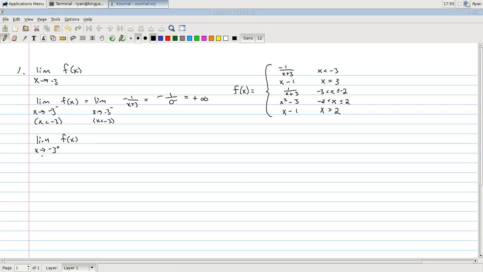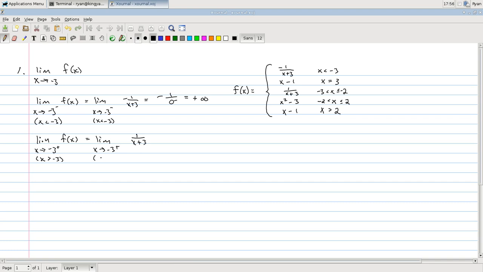Now let's look at the right-hand limit. The limit as x goes to negative 3 from the right, this means x is greater than negative 3. Since x is greater than negative 3, that tells me we're going to use this branch right here, where x is greater than negative 3. So this gives us, again, the limit as x goes to negative 3 from the right of now positive 1 over x plus 3.